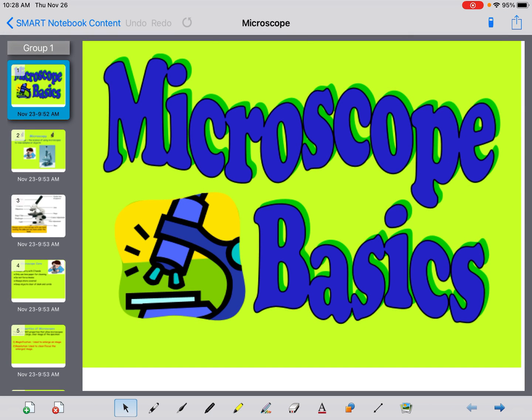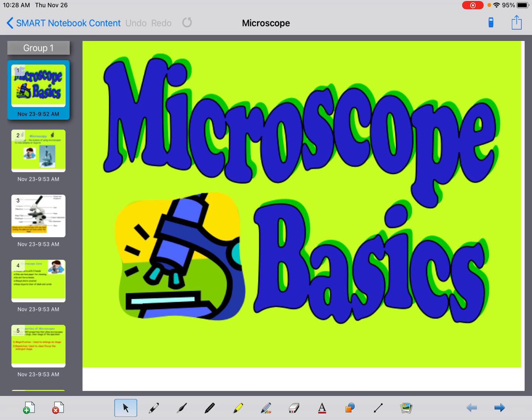Okay, everyone. So our next section here is looking at microscope basics. This is part of the grade 9 AP Prep extension. It's also part of the grade 10 curriculum, so you will see this again in grade 10.